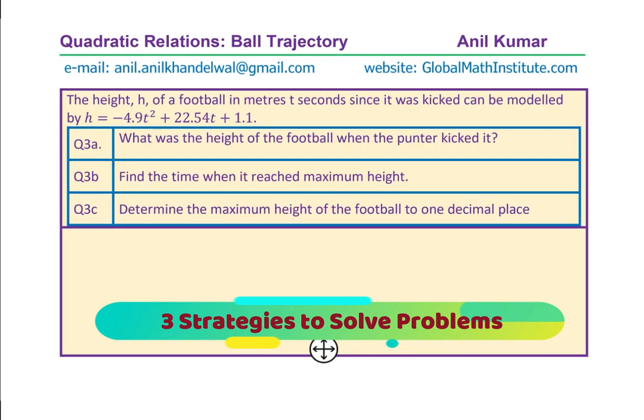Question number 3 is, as I was saying, some equation for the height, and based on this equation, we need to find the height of the football when the punter kicked it, the initial height. Find the time when it reached maximum height. Determine the maximum height of the football to 1 decimal place. Normally in these questions, if there are decimal values, you will need a calculator to calculate and round your answer based on the parameters given, right?